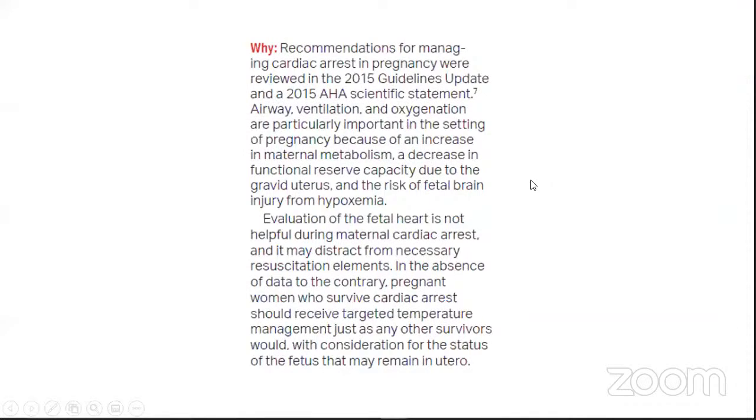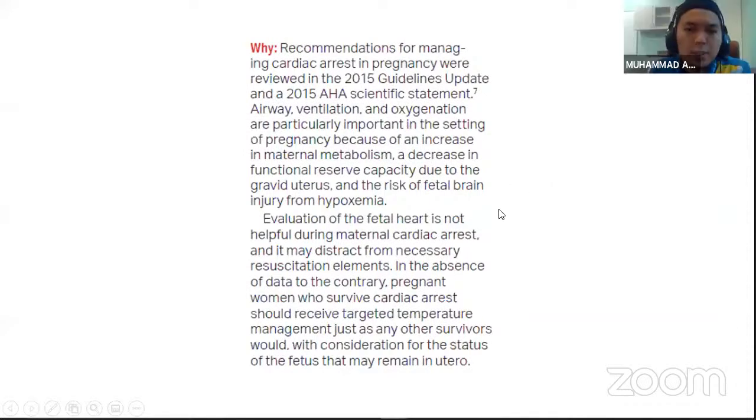Okay, alright. This one explains the reason: airway, ventilation and oxygenation are important in the setting of pregnancy, because of increased maternal metabolism, and the lung capacity is reduced. The big womb pushes the lungs upward, so the space is reduced and she gets hypoxia more quickly. And they say checking the fetal heart is not helpful during resuscitation.